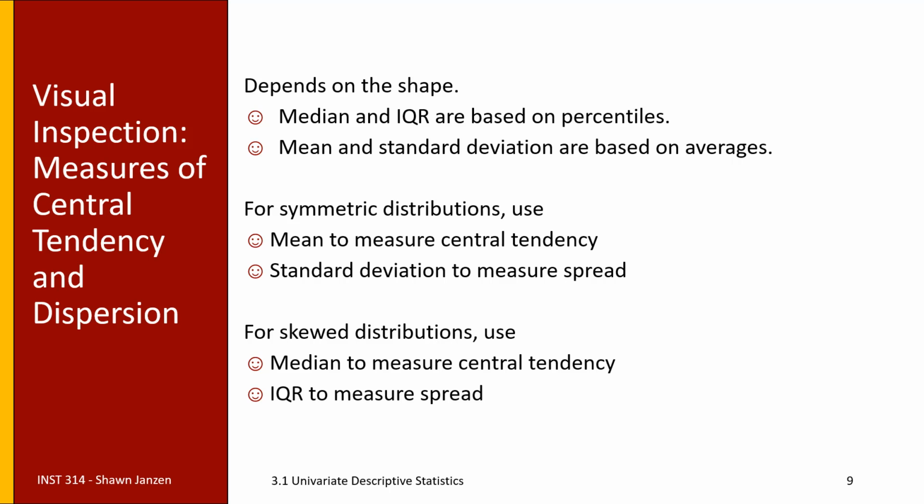So if we have symmetric distributions, then we will tend to use the mean for the measure of central tendency. Standard deviation goes with that. When we have skew, we're going to use the median and the IQR to discuss the spread.